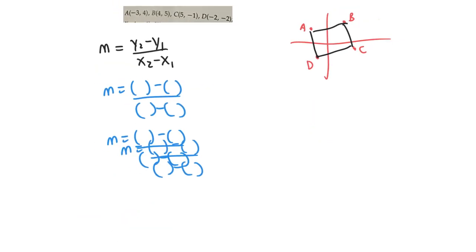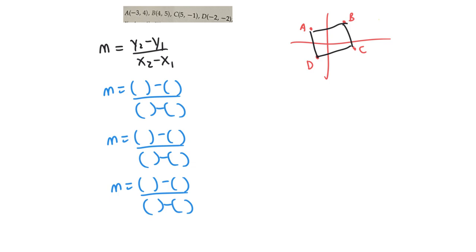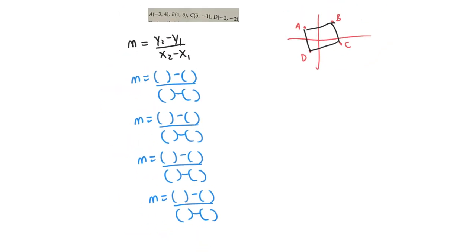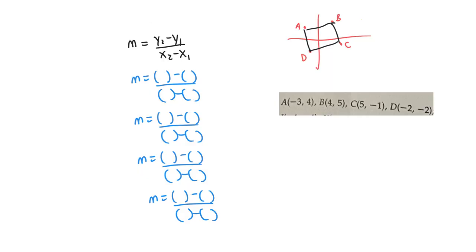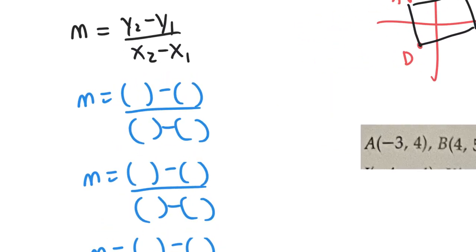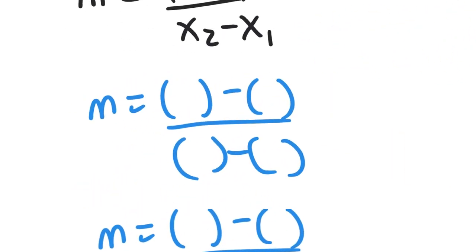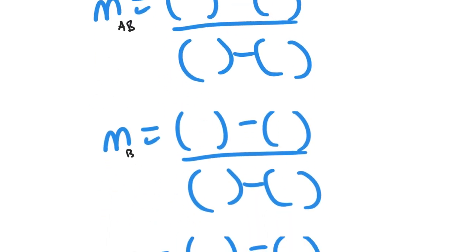We're going to do these. We're going to do 4 of these. So on your scrap paper for my student watching, you might want to set that up. And also be clear that this would be the slope, for example, of AB. This next one would be the slope of BC.